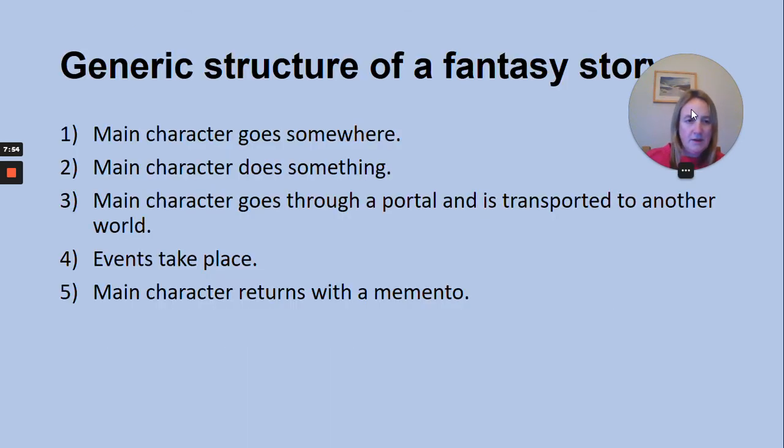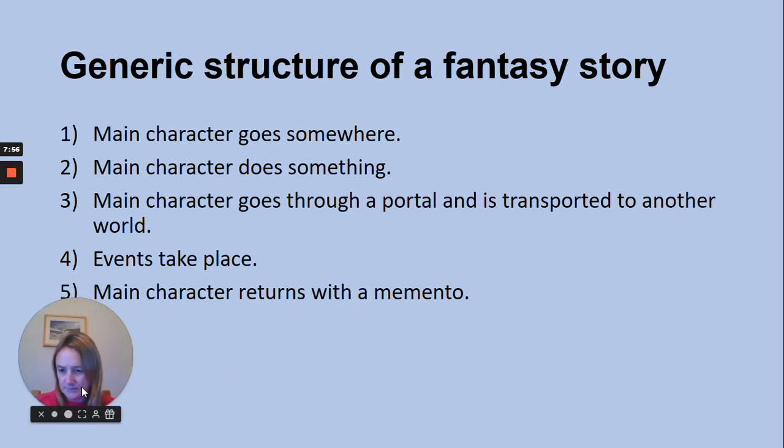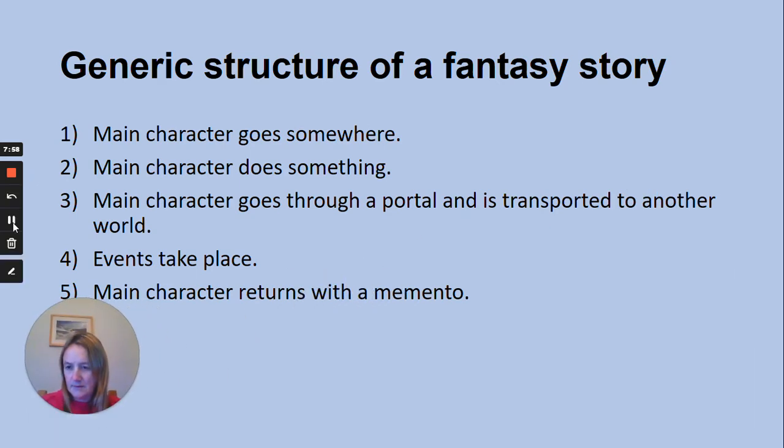So if we look at them together now, we can see 5 points. So the main character goes somewhere, then the main character does something, then the main character goes through a portal and is transported to another world, events take place, and then the main character returns with a memento. And that's the structure from that knowledge organiser which we're going to use with our stories.